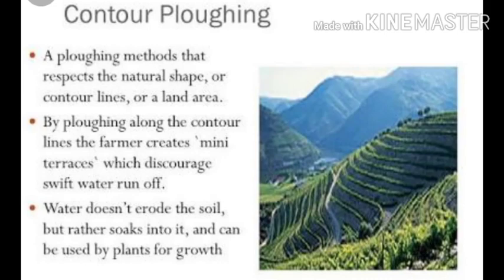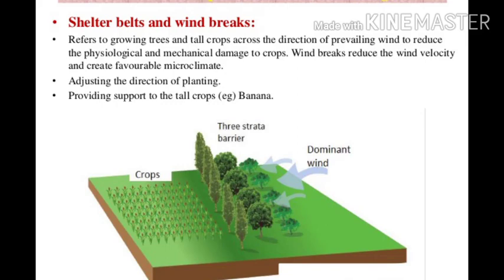Then the next is contour ploughing. Ploughing parallel to the contours of a hill slope to form a natural barrier for water to flow down the slope. And the next is shelter belts. In the coastal and dry regions, rows of trees are planted to check wind speed to protect soil cover. Some more ideas are afforestation and plugging of gullies.